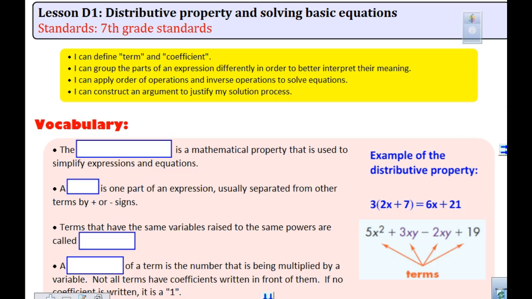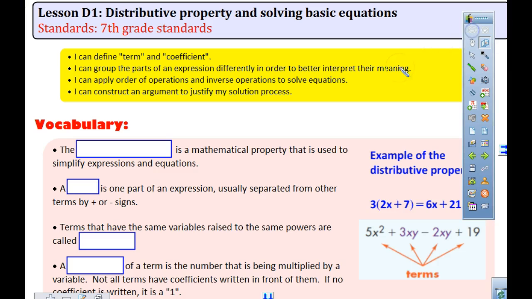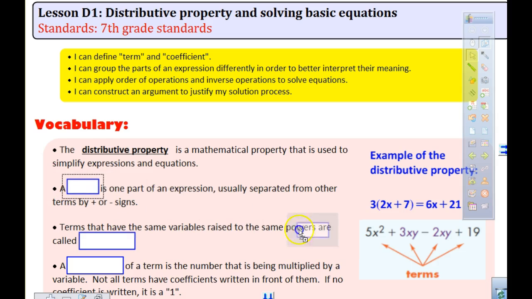So in this one, when we are taking a look, what we want to take a look is blank is a property that's used to simplify an expression. And that property is, if you're looking at that, the distributive property. So please fill in your notes, the distributive property is a mathematical property that's used to simplify expressions and equations. The next part that we are looking at is a term is one part of that expression.